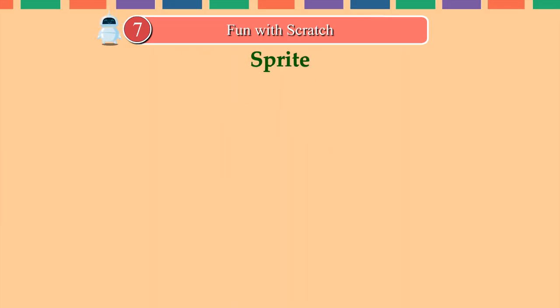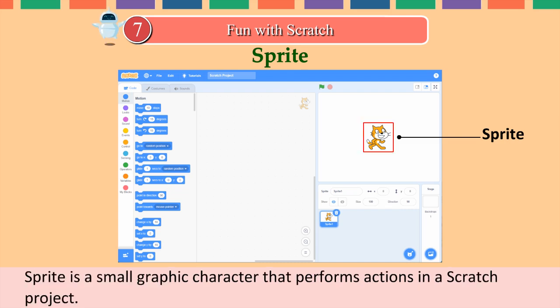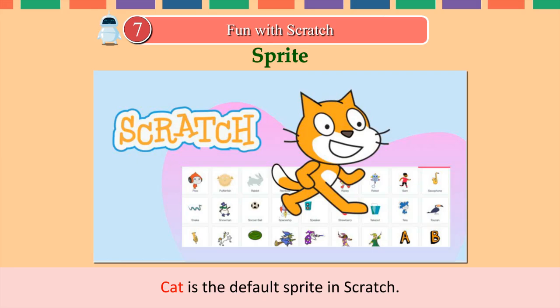Sprite. It is the actor who acts on the stage. Sprite is a small graphic character that performs actions in a Scratch project. Scratch provides a number of inbuilt sprites. Cat is the default sprite in Scratch.